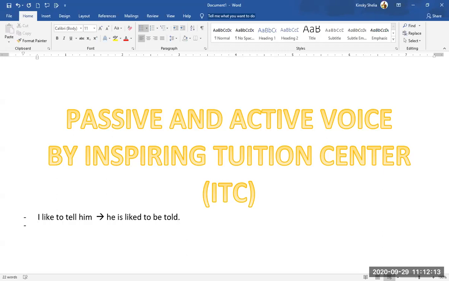You see that the object him, when it is put at the front position, it passes the words like and tell. So both of the verbs must be changed into passive by putting the to be, and after the to be, we put the verb three. In Indonesia, we call it D.